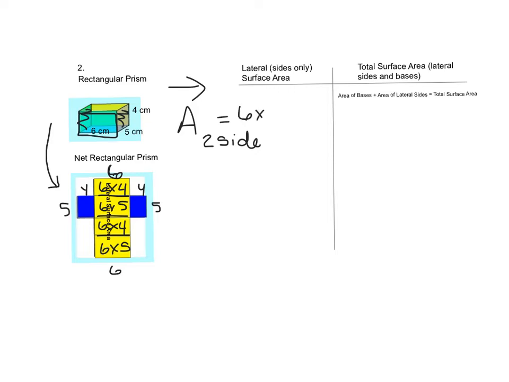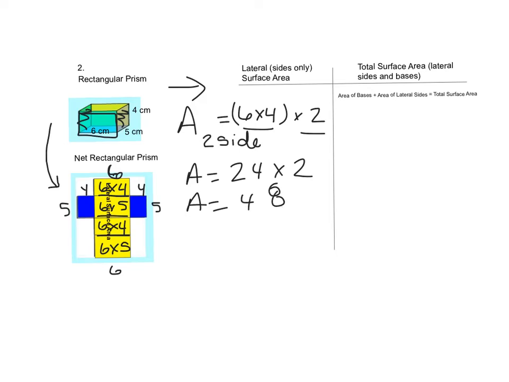are 6 by 4s. I'm going to need that 2 times. And I have 24 times 2, which is 48. And that's for 2 sides. This side and this side.